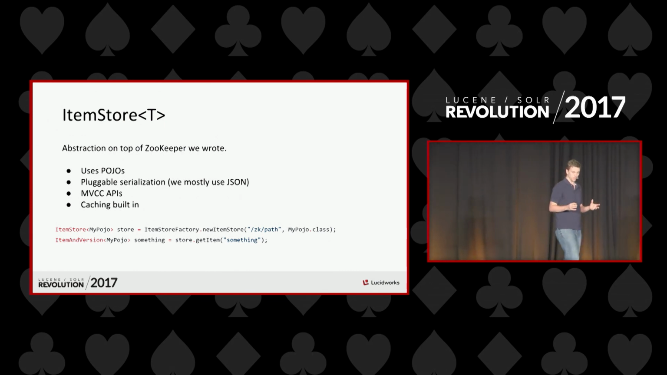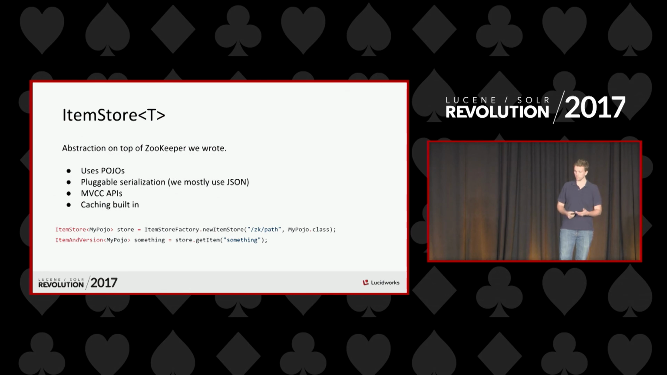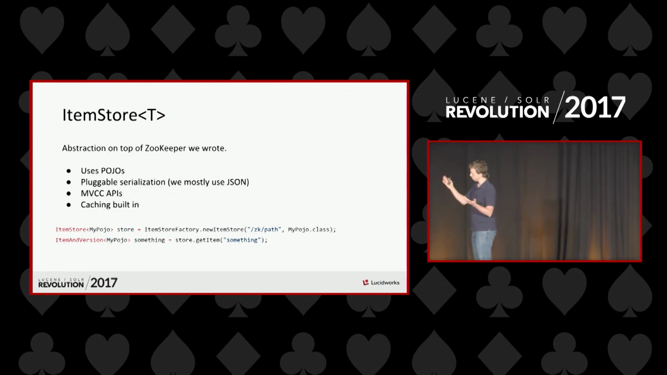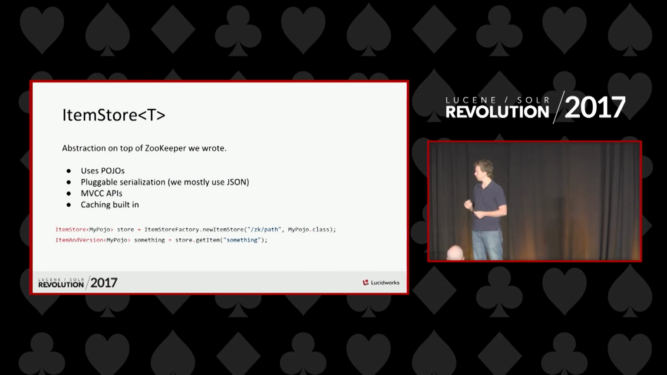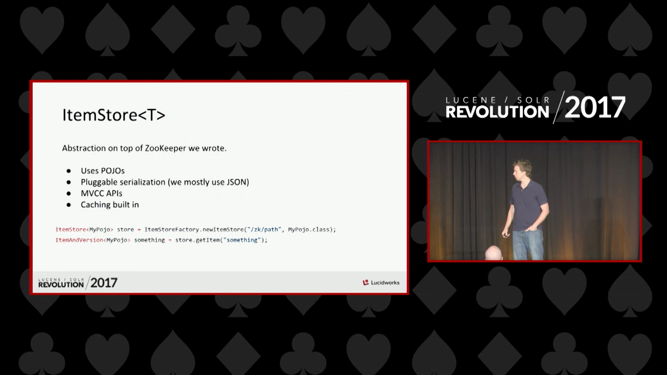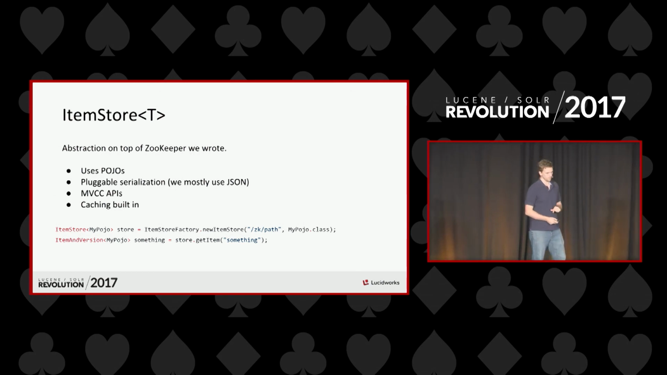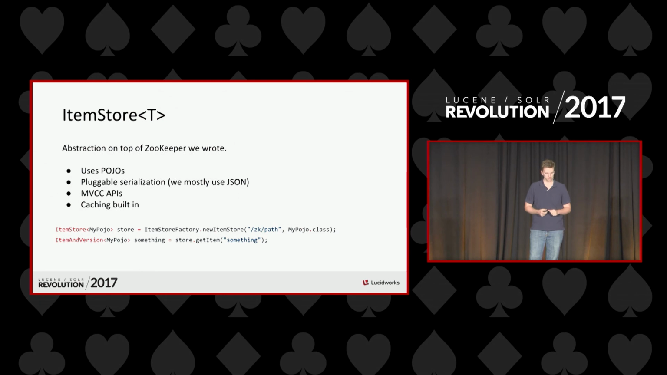So as nice as Curator is, we have written an abstraction on top of it for dealing with object storage. We call it Item Store, and it's just a really simple interface. Little example at the bottom there. So you give it a path into Zookeeper and a POJO, and magic happens. We use JSON serialization, and we expose the multi-version concurrency control APIs of Zookeeper, so you can do non-destructive updates, basically, the whole concurrency thing.